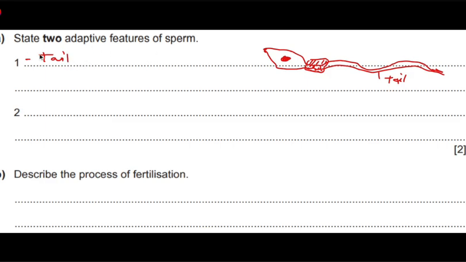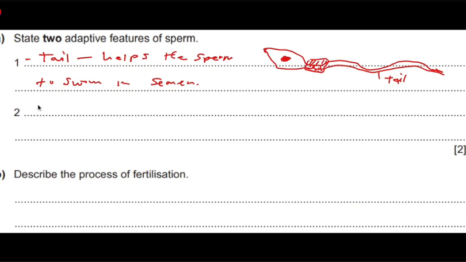Now, how is it adapted in terms of the function of the tail? This tail here helps the sperm to swim. So it helps the sperm to swim. And let's write it here: to swim in the semen. So that is how you're supposed to write that one.